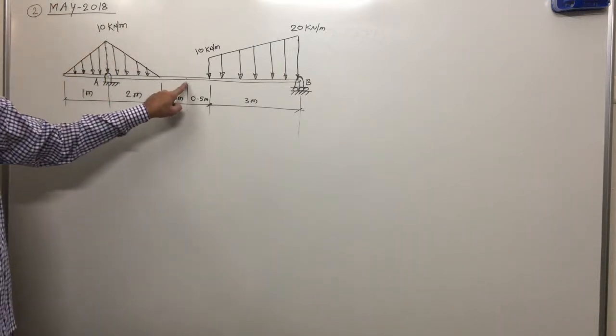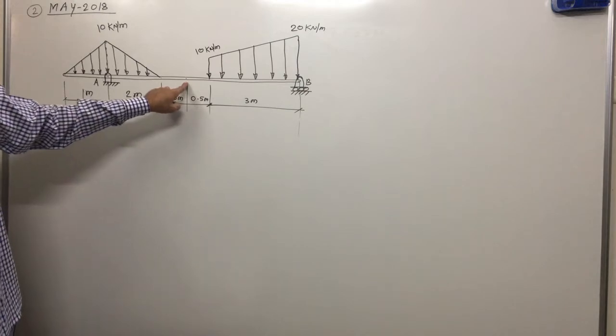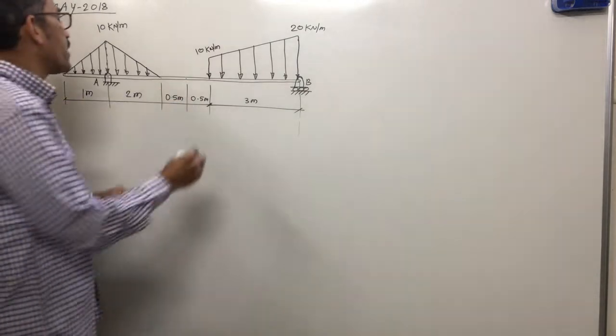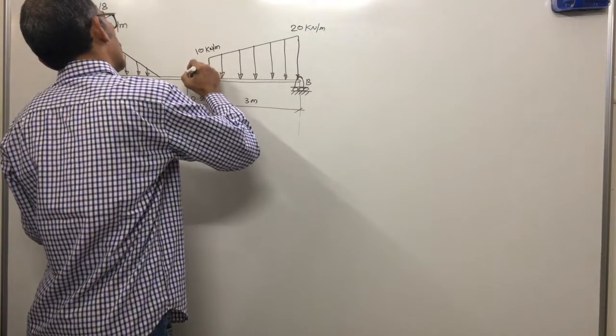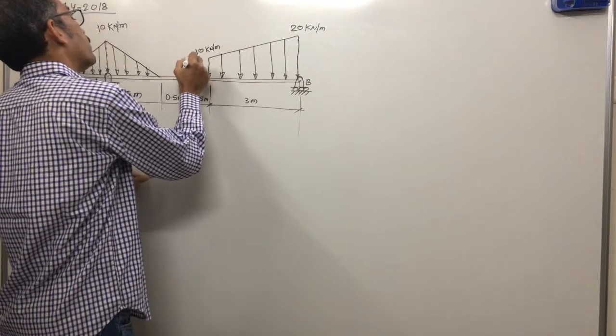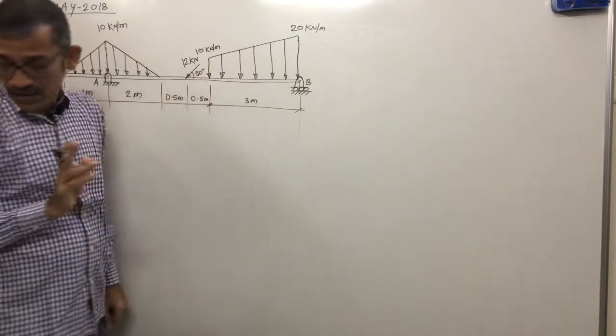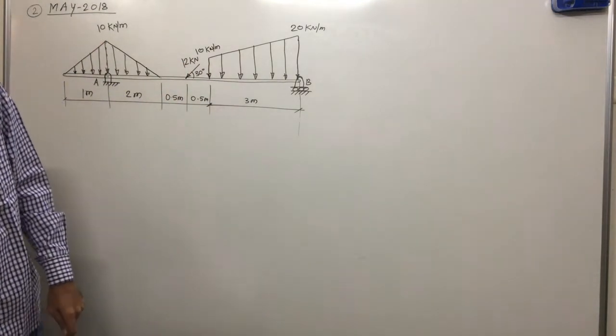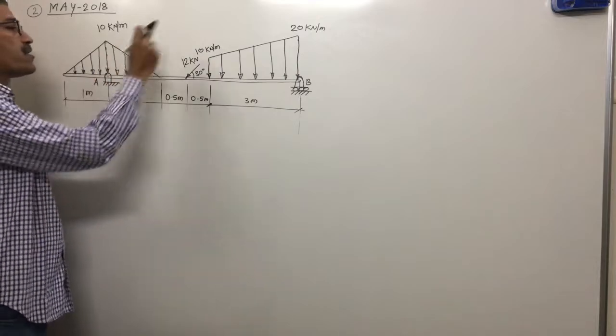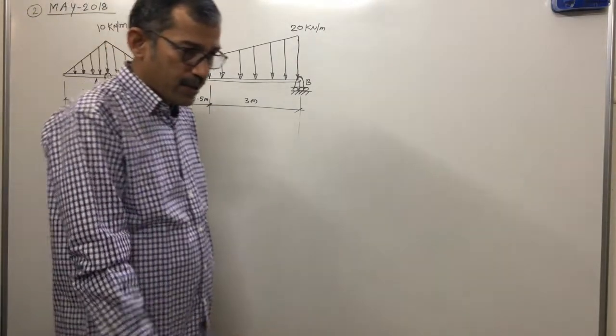Next, one more point, there is a point load given, how much? 12 kilonewton inclined at 30 degree. This is 12 kilonewton inclined at what angle? 30 degree. Is any couple given? No, nothing is given. What is the problem asking? Find support reactions at A and B.